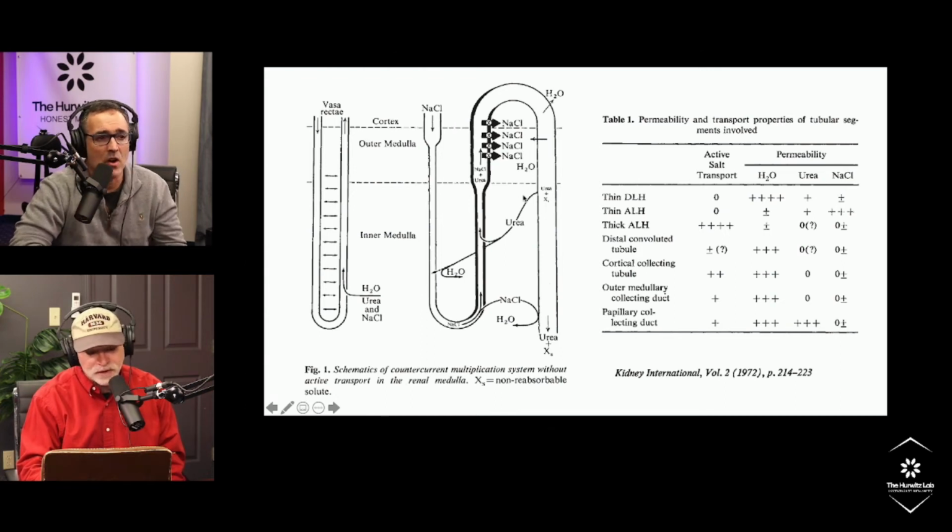And I think this picture also shows beautifully the difference between the outer medulla and the inner medulla. Because it's in the outer medulla that you have the thick ascending limb, where the active transport goes on. The inner medulla doesn't. The inner and outer medulla are defined by where the thin ascending limb becomes thick.